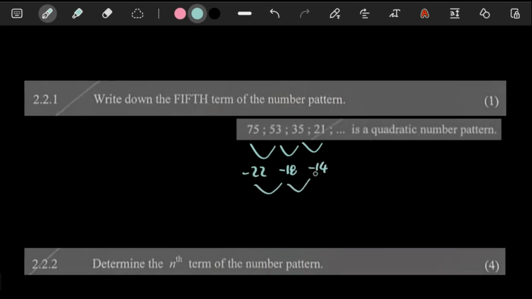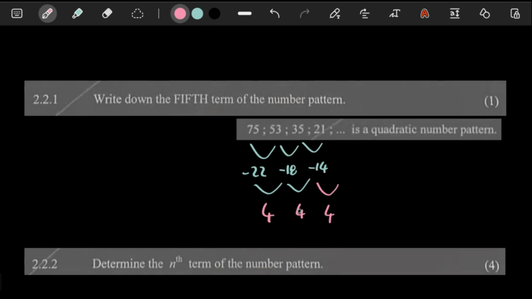Okay, perfect. Negative 18 minus 22, or minus negative 22, so you'd actually be adding. So it's a 4. And then negative 14 minus negative 18, you'd actually be adding. So it's actually going to be a 4 here. The reason for getting this 4 is so that we can reverse engineer the whole thing.